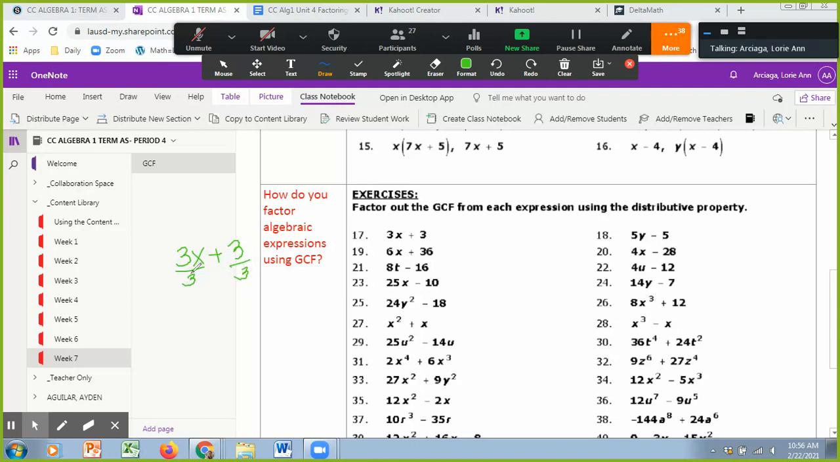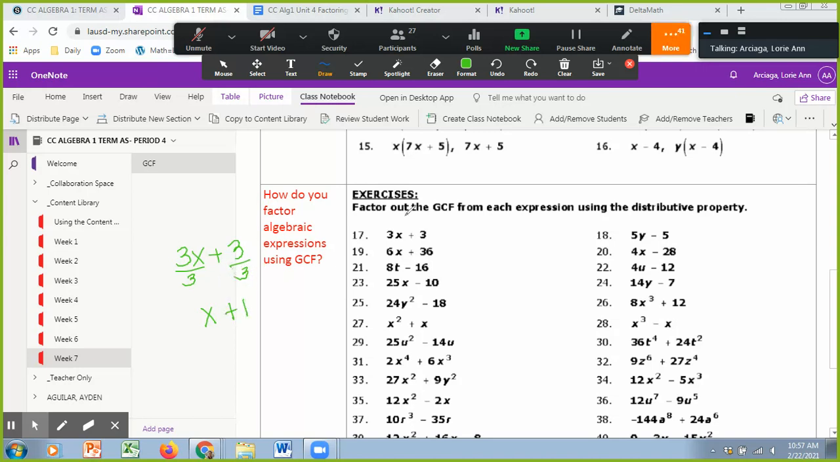So when you divide this, what's 3x divided by 3? 1. Very good. So you're going to bring down x or 1x, right? Now what's 3 divided by 3? That's also 1. So plus 1.